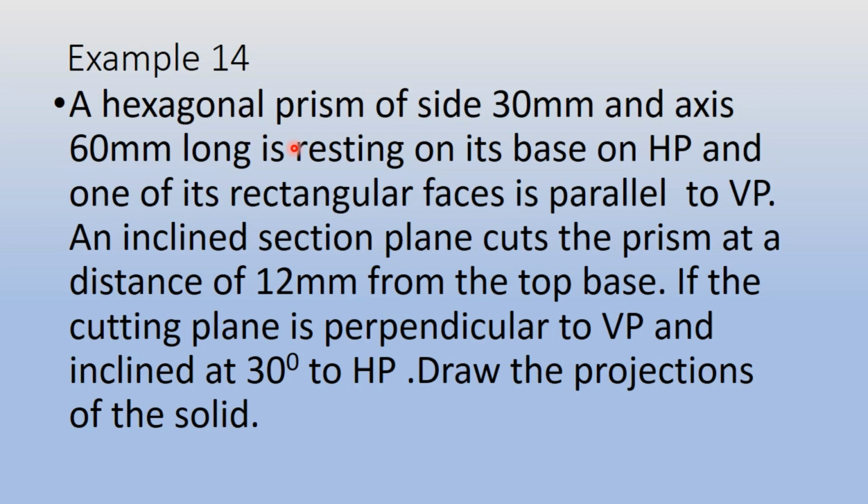Example 14. A hexagonal prism of side 30 mm and axis 60 mm long is resting on its base on HP and one of its rectangular faces is parallel to VP. An inclined section plane cuts the prism at a distance of 12 mm from the top base. If the cutting plane is perpendicular to VP and inclined at 30 degrees to HP, draw the projections of the solid. So here the solid given is a hexagonal prism with side 30 mm and height 60 mm.